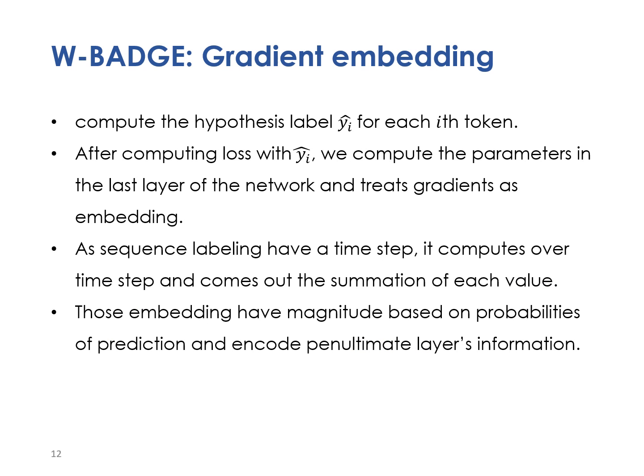These are the details of computing gradient embeddings in the sequence labeling task. The model predicts the hypothesis label y hat for each token. Then computing the loss with those labels, we compute the gradients with respect to the parameters in the last layer of the network and treat the gradients as embeddings. As sequence labeling has time steps, it computes over each time step and takes the summation of the values. Those embeddings have a magnitude based on the probabilities of prediction and include penultimate layer information.